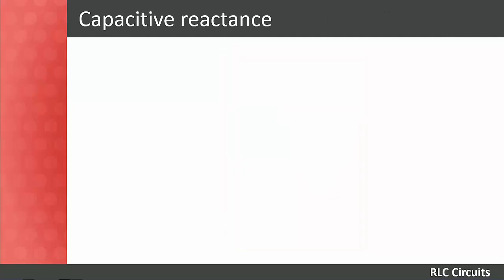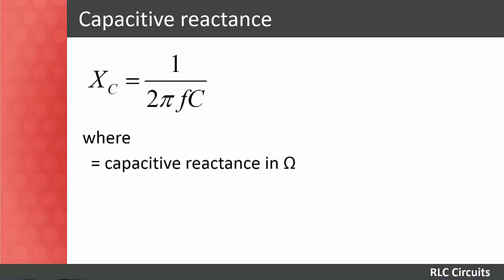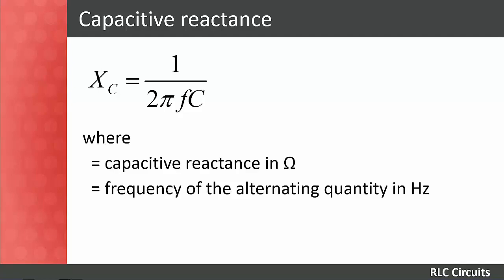We calculate the capacitive reactance Xc by using the following formula. Xc equals 1 over 2 pi Fc, where Xc equals the capacitive reactance measured in ohms, F equals the frequency of the alternating quantity in hertz, and C equals the value of the capacitor in farads.